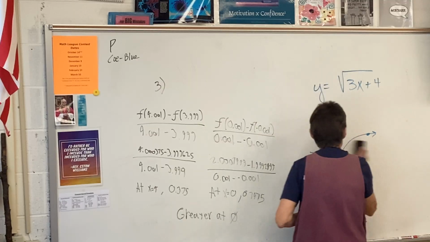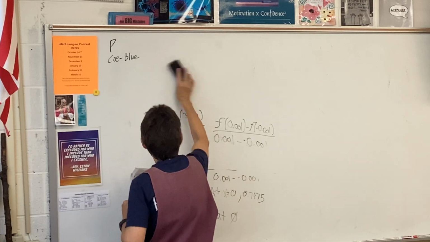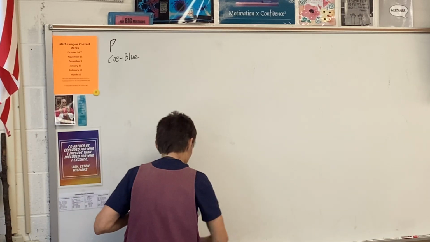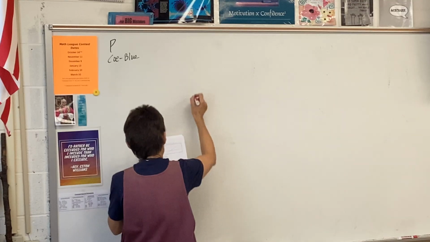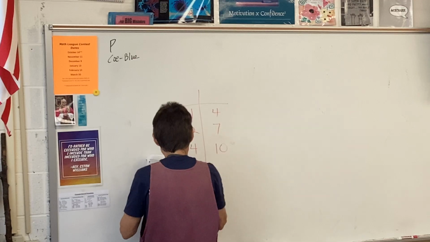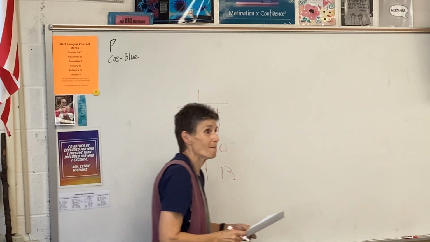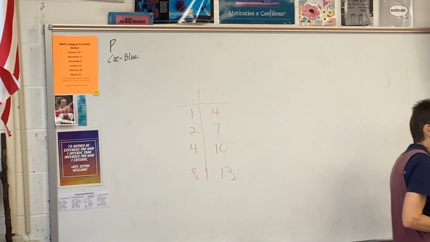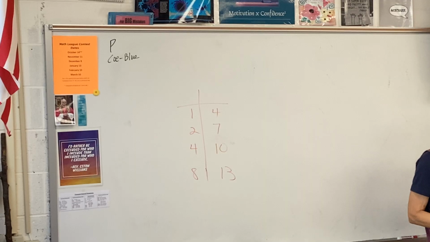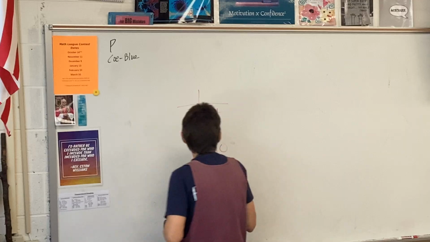Can you explain why this chart does not represent a linear function? Can you think of a good mathematically sound way that you could say definitively this is not linear? What do you think, Albert? Because the rates of change are different.